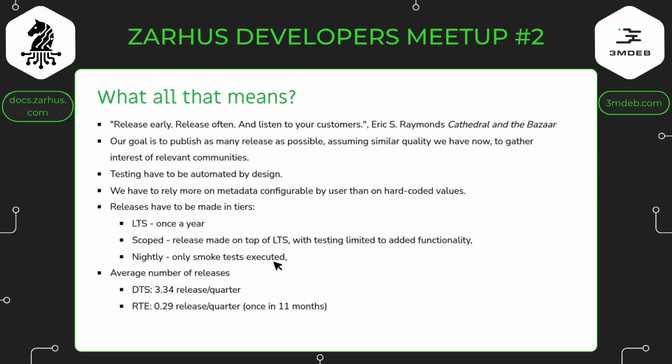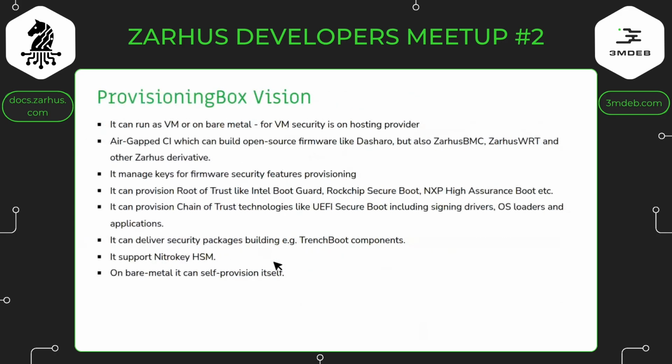recent. Okay, regarding the average number of releases, how it looks for DTS, we have over 3 releases per quarter on average. For RTE, we need 11 months for the release, so it's like 1 release a year or something like that. So that's the baseline. The question is if we can implement some of these concepts to make more releases. Okay, I guess I have to speed up a little bit.